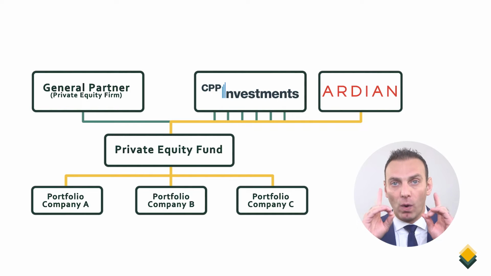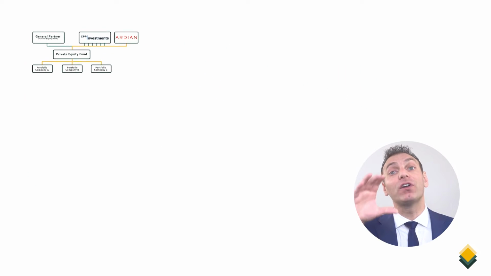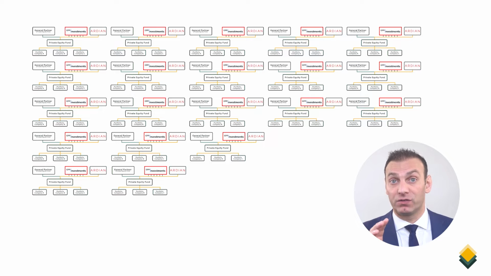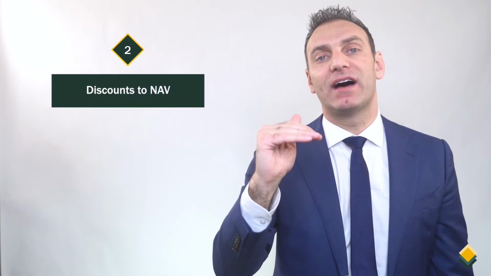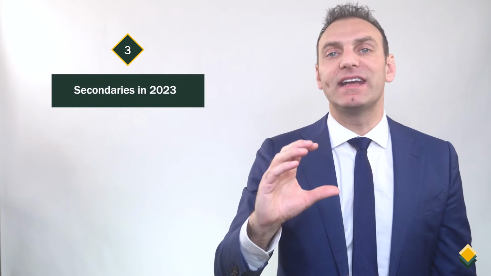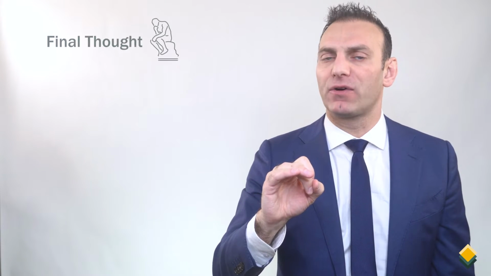But this wasn't just for one fund. It was for 20 private equity funds. So CPP Investments sold 20 limited partnership interests to Ardian. In this video, we will go into more details on private equity secondaries. We will talk about blind pool risk, discounts to NAV, and secondaries in 2023. And we'll end the video with a final thought.